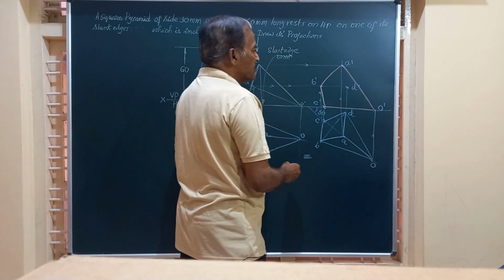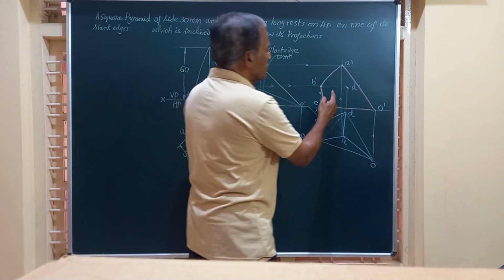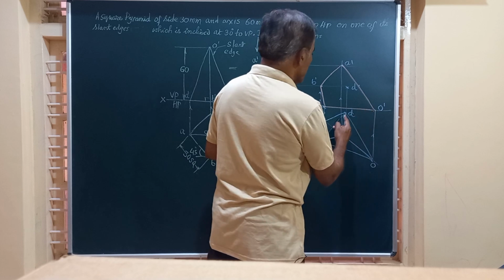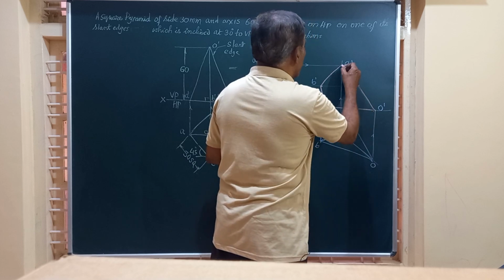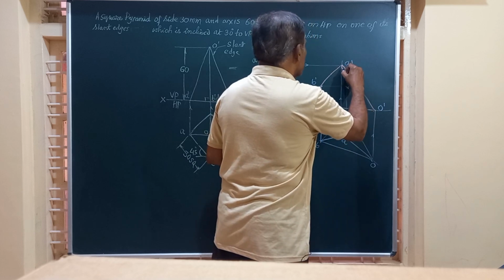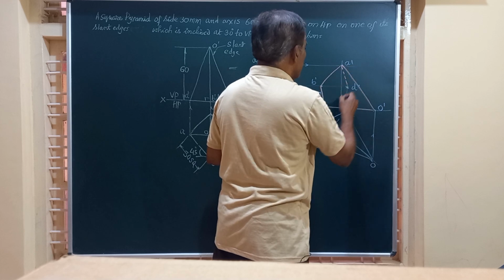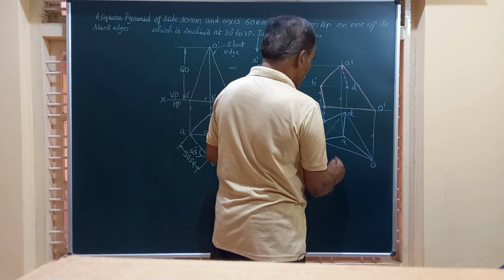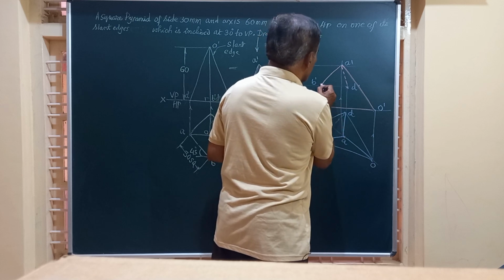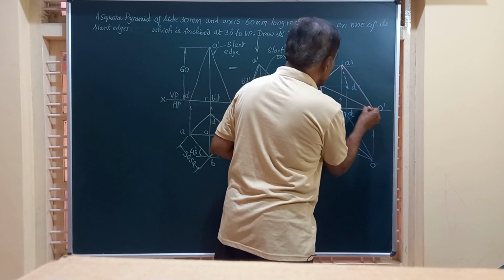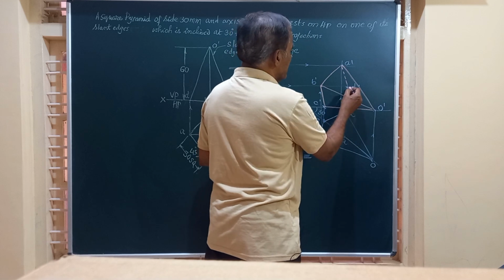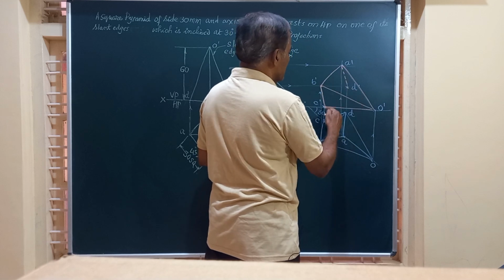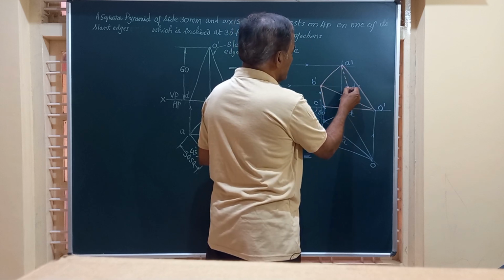and then friends, when you are joining this, O and D is also here. This D is not visible, and hence these two lines will become dotted, and this will also become dotted, whereas this OB is visible to the observer. So this is how we get, friends, A, B, C, and this is D.